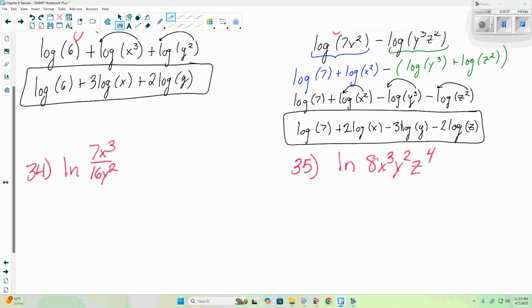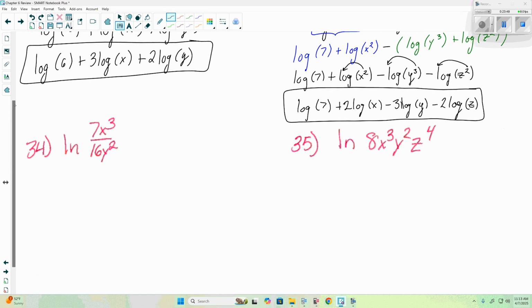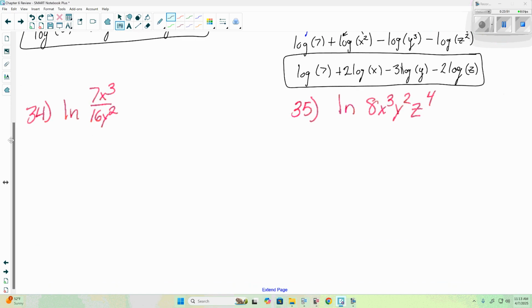Any questions on how we expanded any of this here? Questions on 34 or 35? Yeah, which one do we want to look at? 34. Now 34 is going to be the same as 32 and 33, but instead of having log, we're going to have natural log. It's going to work the exact same way.